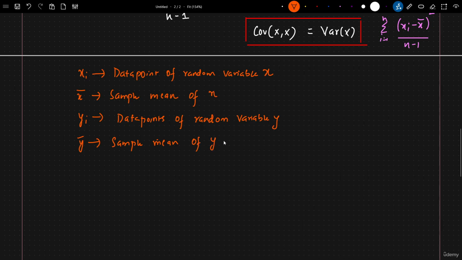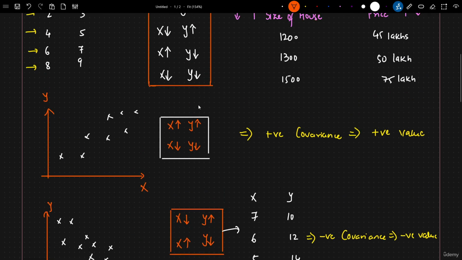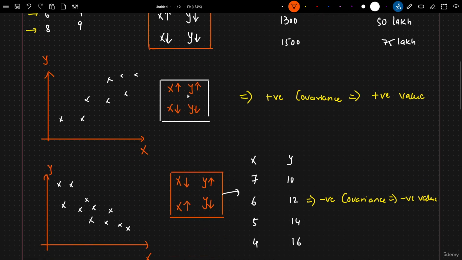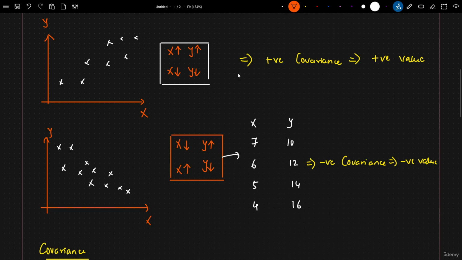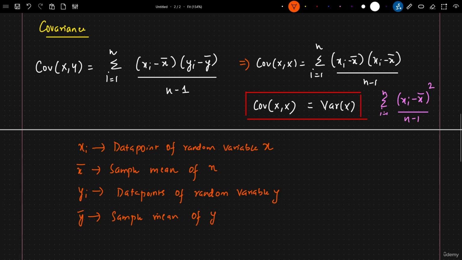Now let's see whatever I have said till now. If x and y follow this particular relationship, do we get a positive covariance? If x and y follow this relation, do we get a negative covariance by using this formula? That is what we are going to see. So let's solve one basic example and let's see how things work out.